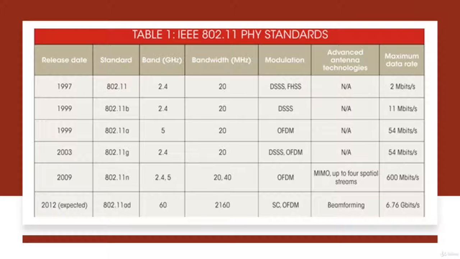Now again, in 2009, we have 802.11n, where they are supporting both the bands. You can see their modulation is OFDM, but the throughput can theoretically be 600 Mbps. All right, so let's stop here.